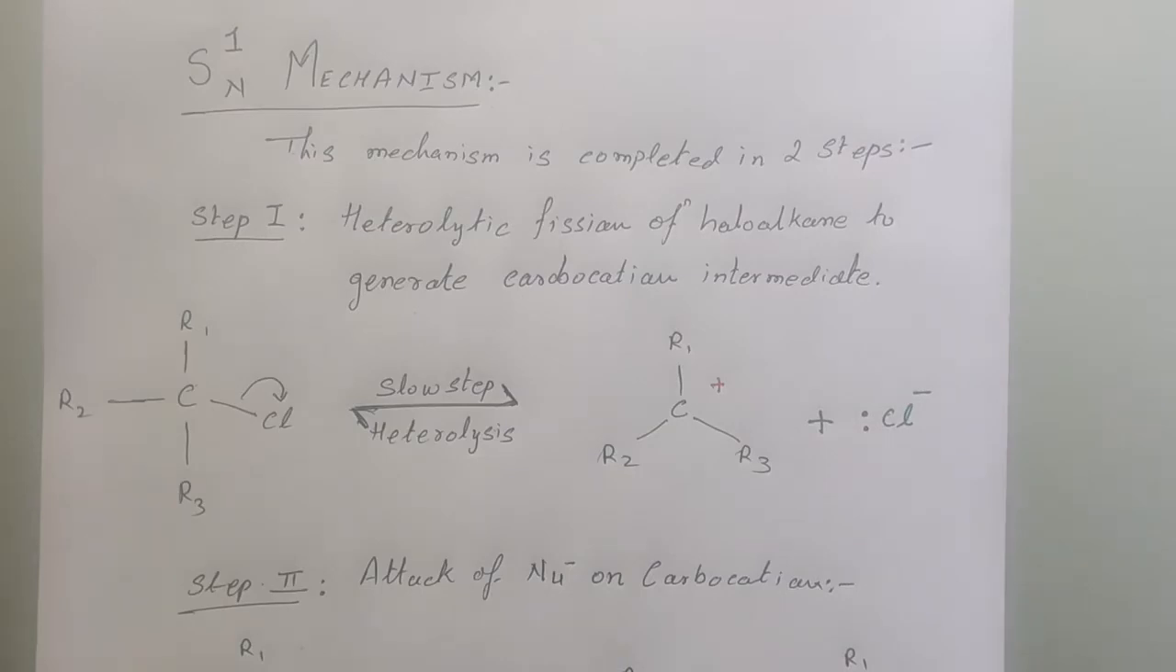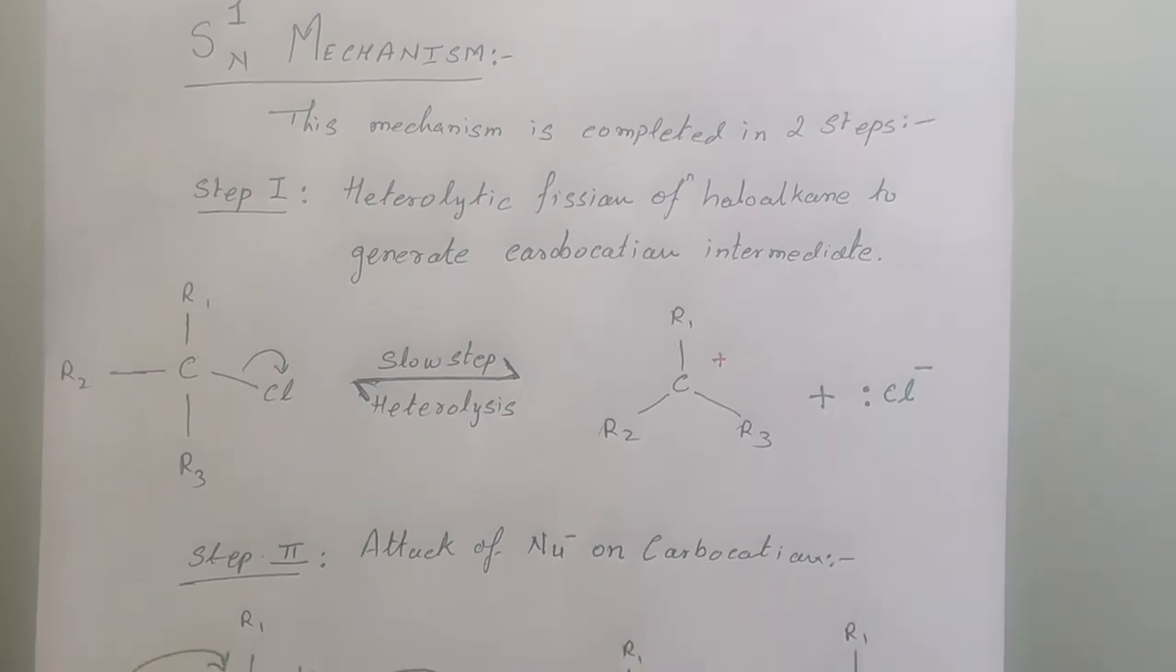Okay, so in the first step, because of the heterolytic fission, a carbocation intermediate is being generated. Let us move on to the second step of the mechanism, students. Can you see the second step over here?